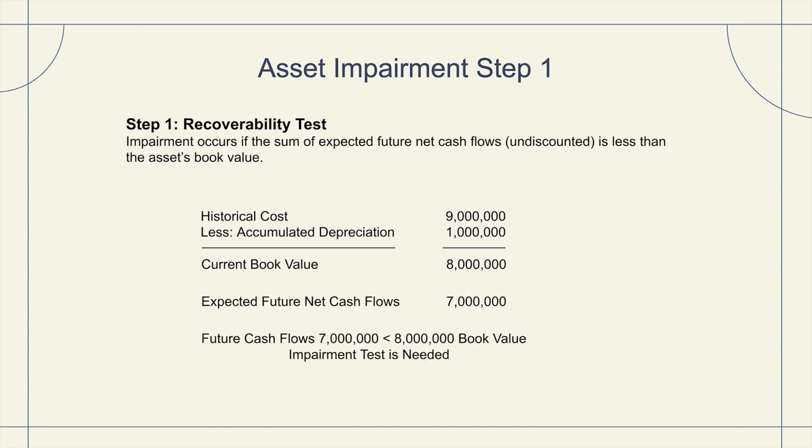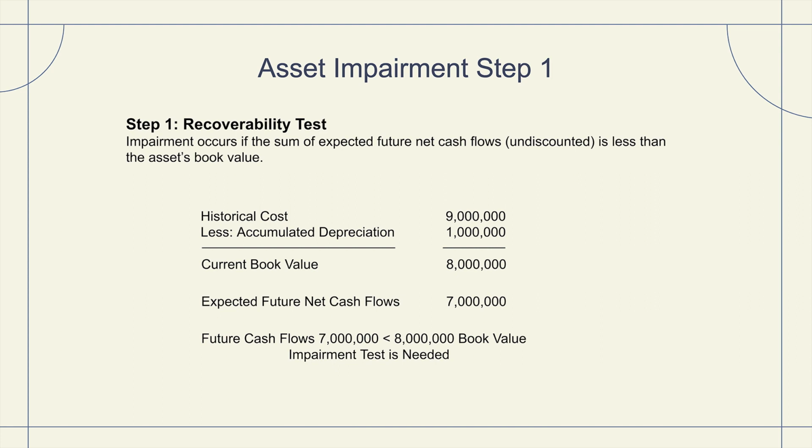Asset impairment is calculated as a two-step process. The first step is the recoverability, or what I call the smell test. This does not, in fact, calculate the impairment. Impairment occurs if the sum of the expected future net cash flows undiscounted is less than the asset's book value.